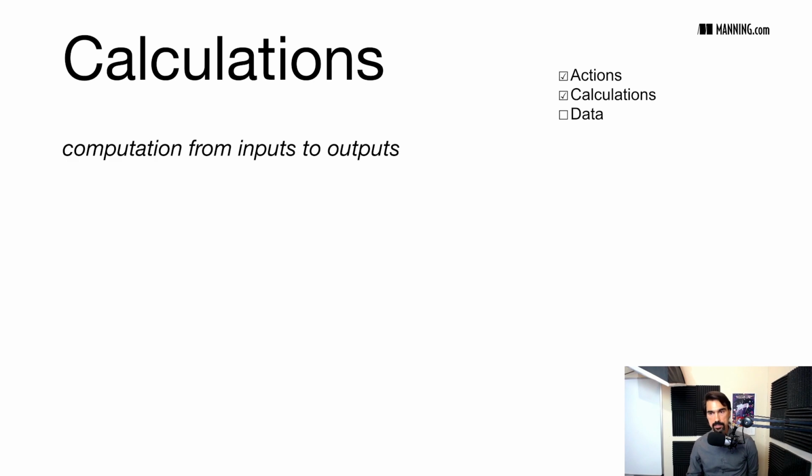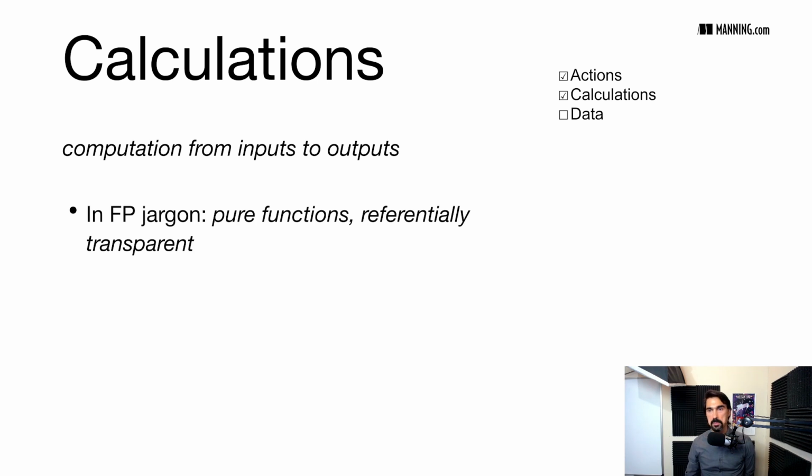Next, we have calculations. Dictionary definition is computation from inputs to outputs. In FP jargon, we're going to call them pure functions or referentially transparent functions. Again, it's problematic because in a lot of languages, they are not implemented as functions. I mentioned before the addition operator, plus, times, divide. Those are calculations. They're pure. They don't have any side effects. They're not actions, but they're not functions either. So I came up with this term, calculations.